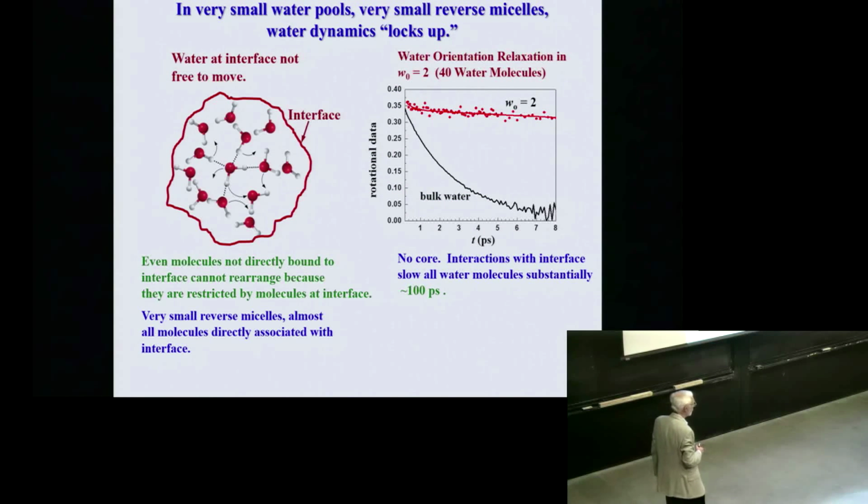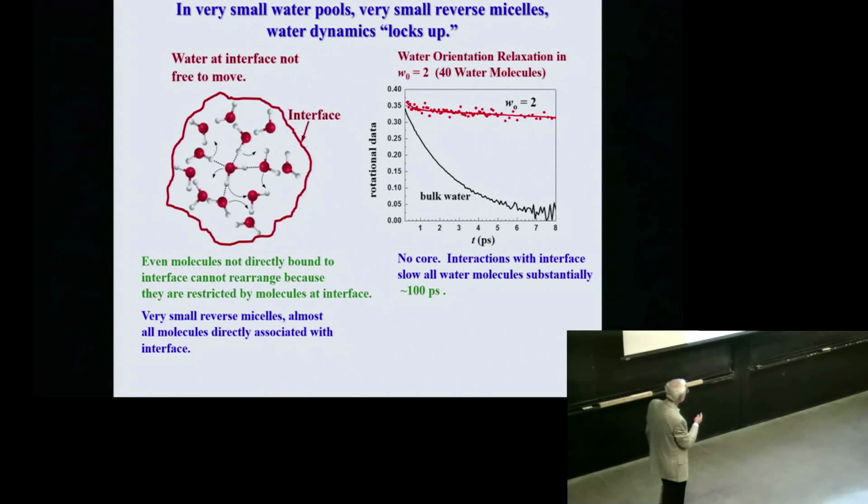And what happens when you make the thing really, really small? What I just described was, okay, I have an interface and I have the middle, which is starting to feel the effect that these guys are really different, somewhat different, less different, but these are now affected. But when it gets really, really small, so this is W naught equals 2 with only 40 water molecules, there's nothing that's very free. So even in that medium-sized one, you had a core, it was slower, but those guys weren't up against the interface. They could flip around and rearrange their hydrogen bonds. They were slowed down because they were having to rearrange involving ones that were really slow with the interface.